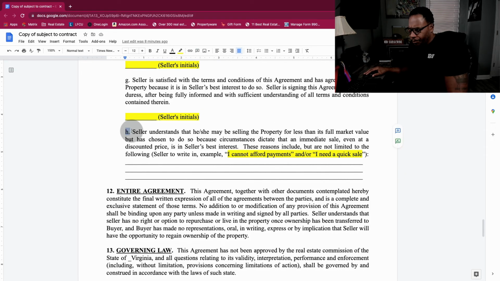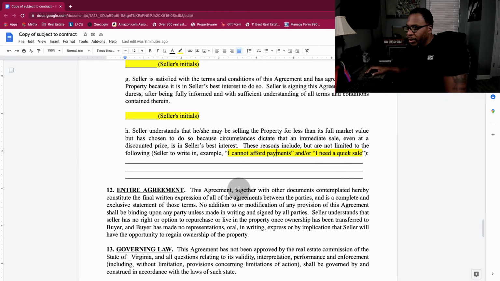This part is the reason that the seller is doing subject to. And it's either I can't afford the payments or I need a quick sale. They can just write one of those. You ain't got to write a whole book.